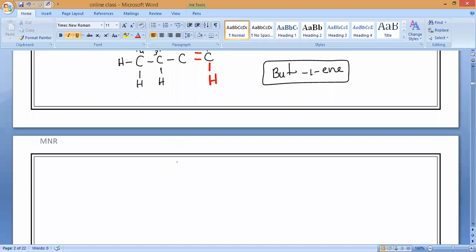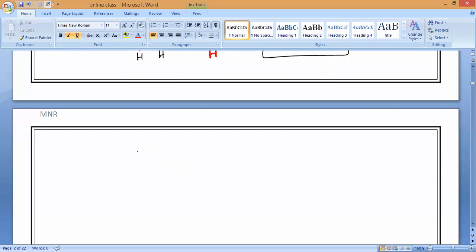Now, same way, I will keep this double bond between here. Can anybody tell me how the structure will come? Fastly, you should tell me. Second one: first you should draw the skeletal structure. C single bond, C double bond C, single bond C. Now, first carbon, how many hydrogens? 3 hydrogens.